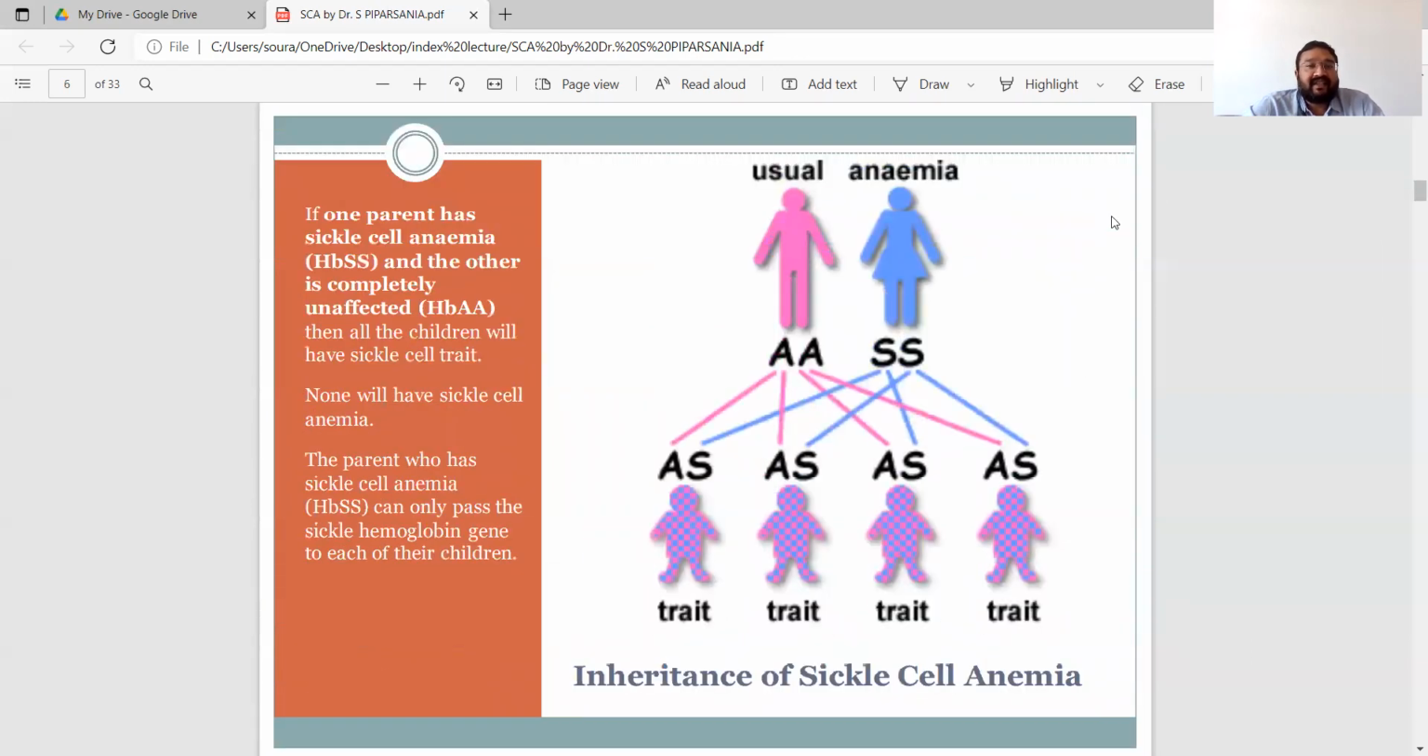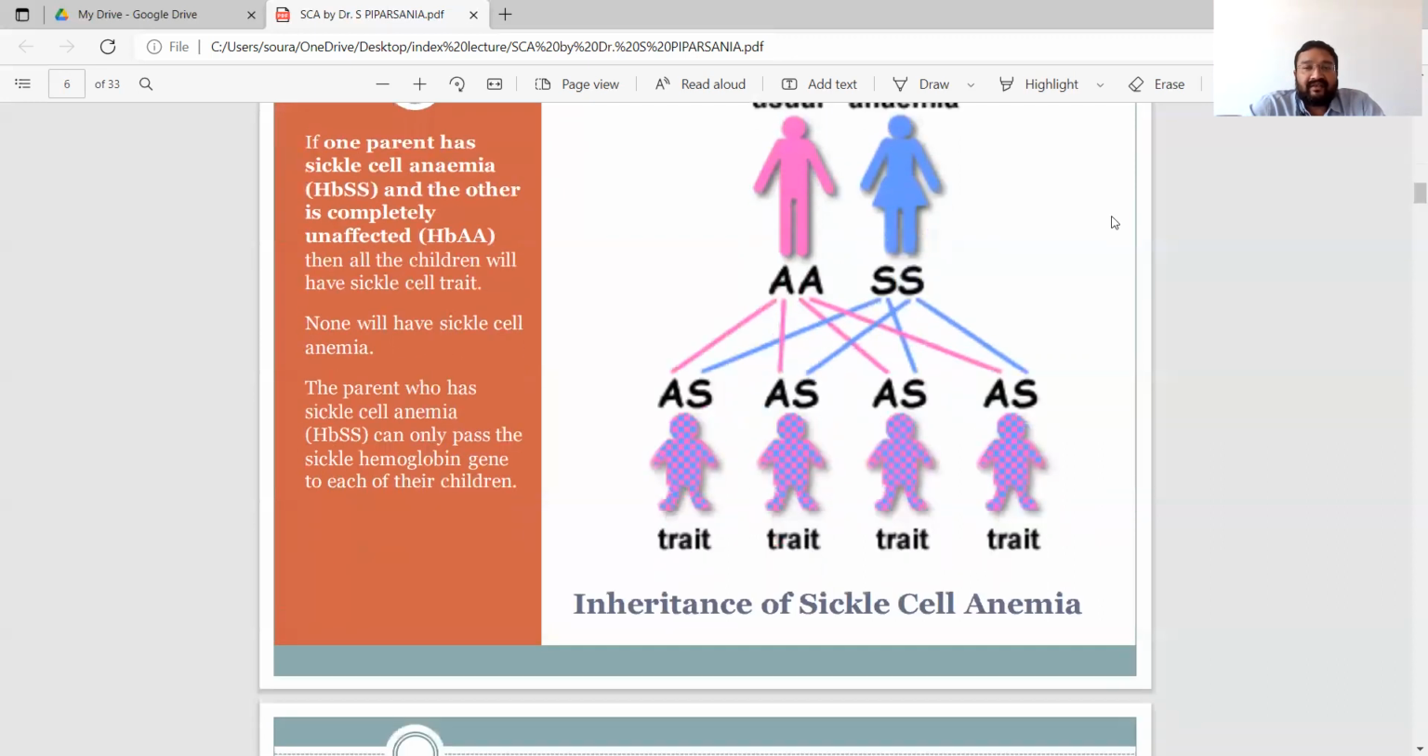Now, if one parent has sickle cell anemia, that is HbSS, and the other partner is completely normal, then all the children will have sickle cell trait. None will have sickle cell anemia. The parent who has sickle cell anemia can only pass the sickle hemoglobin gene to each of their children.